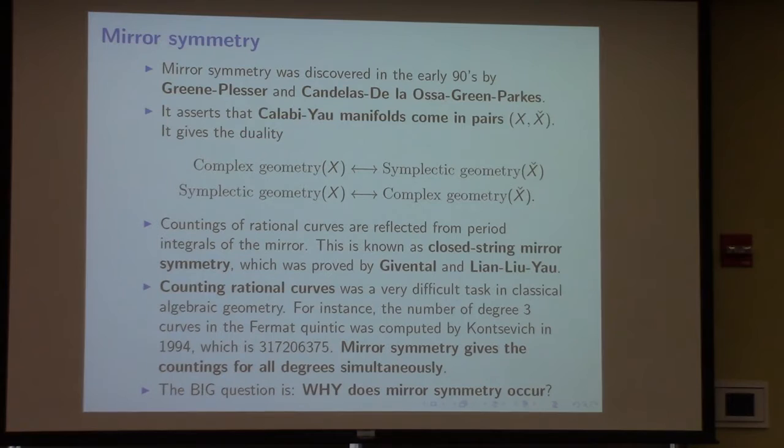In fact, we had a book about mirror symmetry at that point, in which we collected about 12 papers, and this became rather influential.